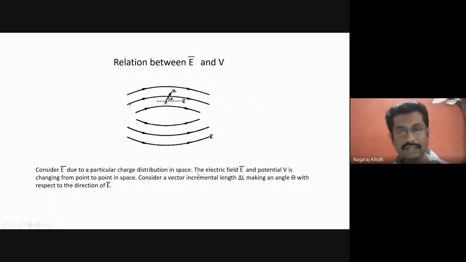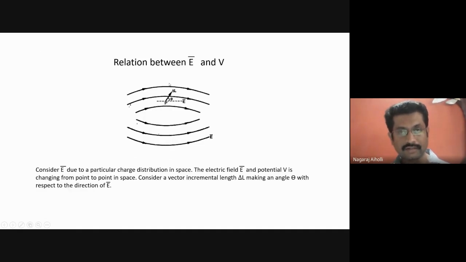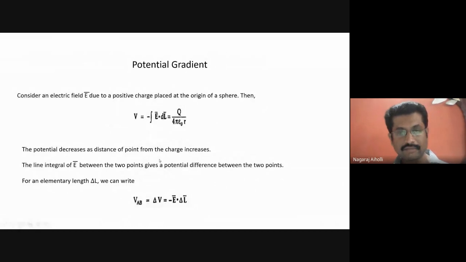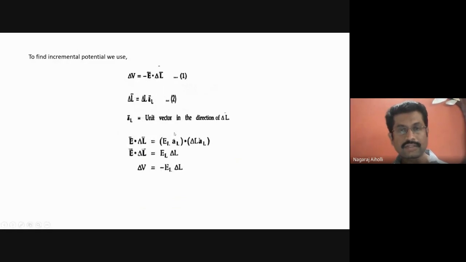The electric field E bar and the potential V change from point to point in space, since it is a curved surface. Hence, electric field intensity and potential will change from point to point in space. Consider a vector incremental length delta L, which makes an angle theta with respect to the direction of E bar. To find the potential, the incremental potential delta V is equal to minus E bar dot delta L bar. The same equation we have got earlier. Let us go back. Here it is. Delta V is equal to minus E bar dot delta L bar, from the potential gradient definition.